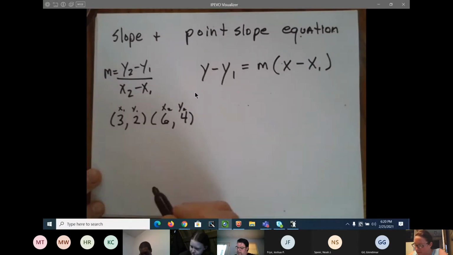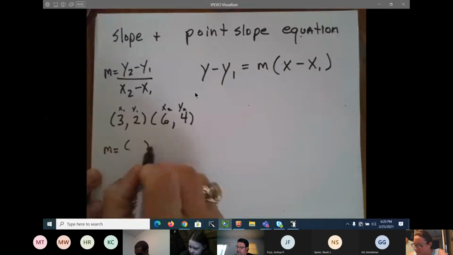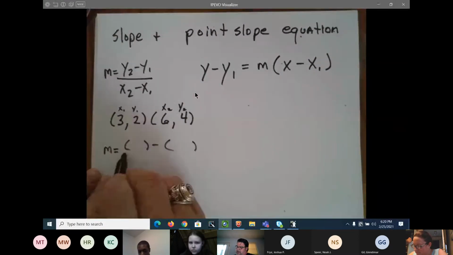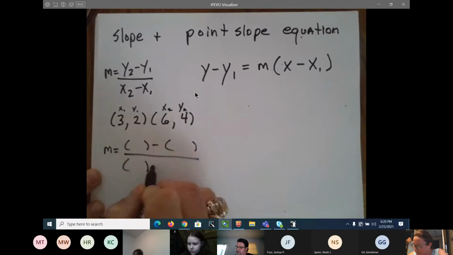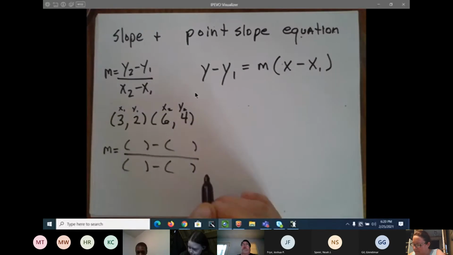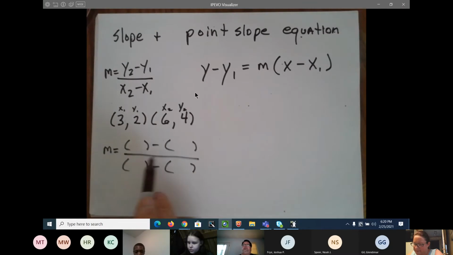So M is equal to parentheses minus parentheses divided by parentheses minus parentheses. Let's say 20 years from now, you come by my house and ask me to do the slope of a problem, and I'm in my wheelchair drooling all over myself. I will put these parentheses no matter if you come to me 2 days from now or 20 years from now. Do you know why I put up these parentheses? Because of what Miss Kidd just talked about.